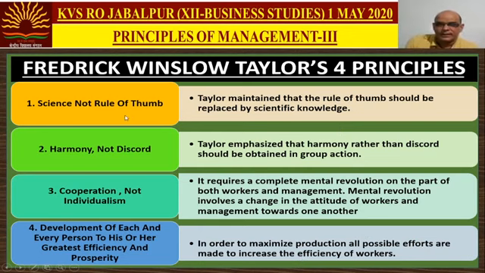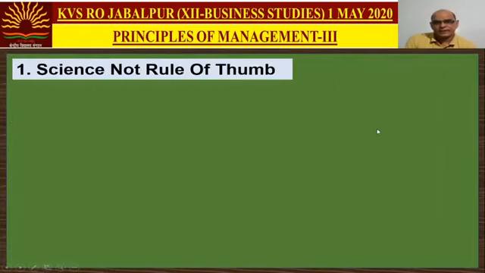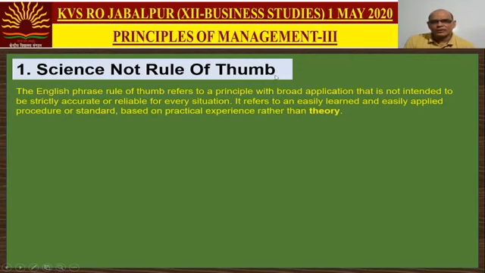So please remember once again, there are 4 principles propounded by F.W. Taylor. Science, not rule of thumb, means no trial and error approach. Harmony, not discord. Cooperation, not individualism. And development of each and every person to his or her greatest efficiency and prosperity. Let us discuss these principles one by one. Science, not rule of thumb.